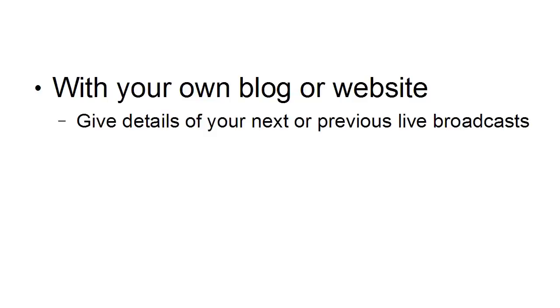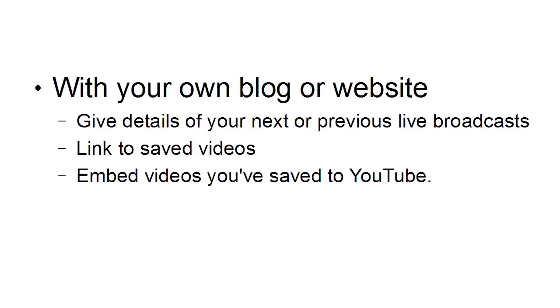And of course, probably the best way to integrate Facebook Live with other media is with your own blog or your own website. So you can give details of your next or previous live broadcasts. You can link to saved videos that are part of your Facebook timeline. And you can embed videos that you've saved to YouTube, and people can go and watch them, and then they'll know, like I was just saying, what your Facebook Live link is, and they'll know how to sign up and watch your next videos live. So you can use your YouTube videos as a trailer to get people to watch your next Facebook Live sessions.